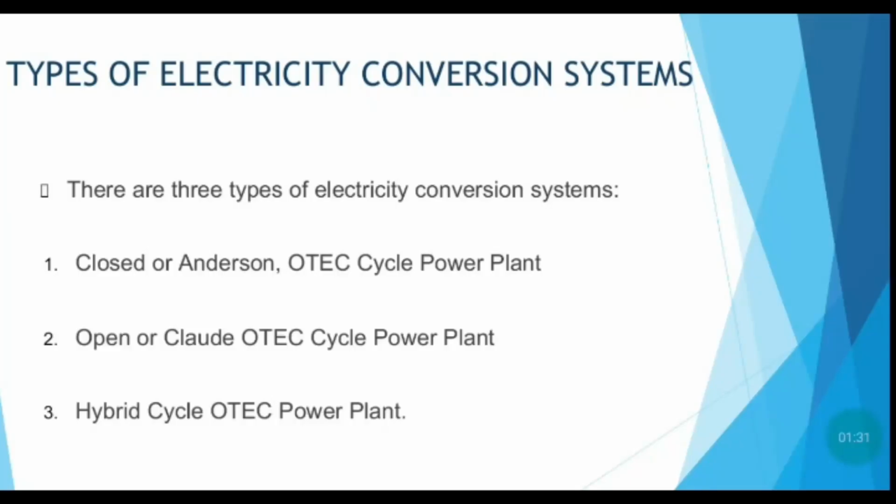Types of electricity conversion systems. There are three types of electricity conversion system. 1. Closed OTEC cycle power plant. 2. Open OTEC cycle power plant. 3. Hybrid cycle OTEC power plant.